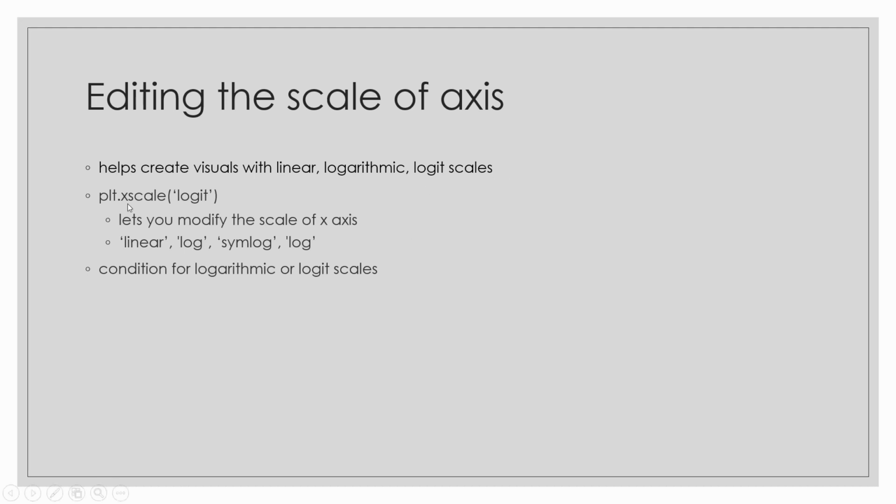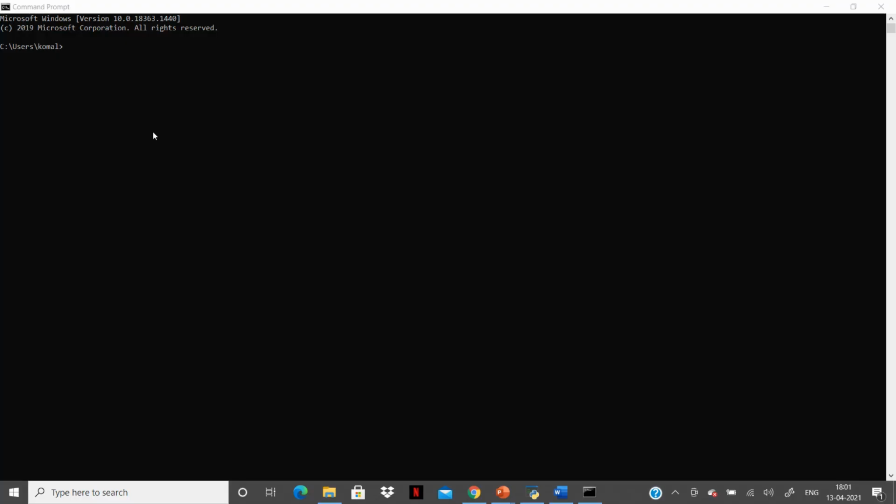We can create visuals with a linear, logarithmic, symmetric log or logit scale. The function which helps us to do that is xscale. It can edit the scale of the x-axis. These are the arguments you can use for each of the scales which we have just mentioned. If the statistics cover several orders of magnitude, then we are likely to use a logarithmic or logit scale in the plot.